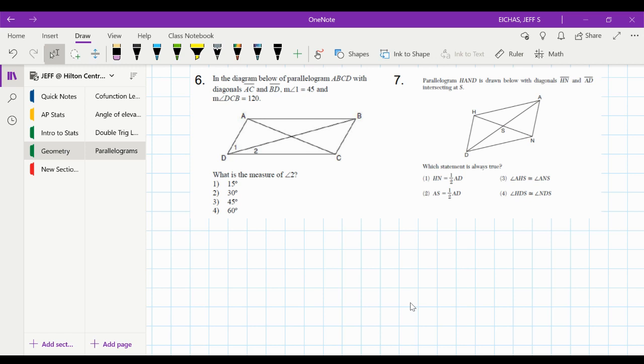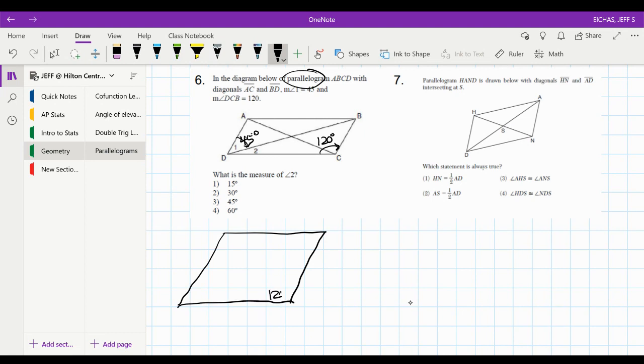Okay, we got the second half of this. I'm going to help go through the rest of the problems from homework 8.1. All right, what we have here is again a parallelogram. And if this angle right here is 45 degrees, and they're telling us this angle is 120, here's what I can get you started with.